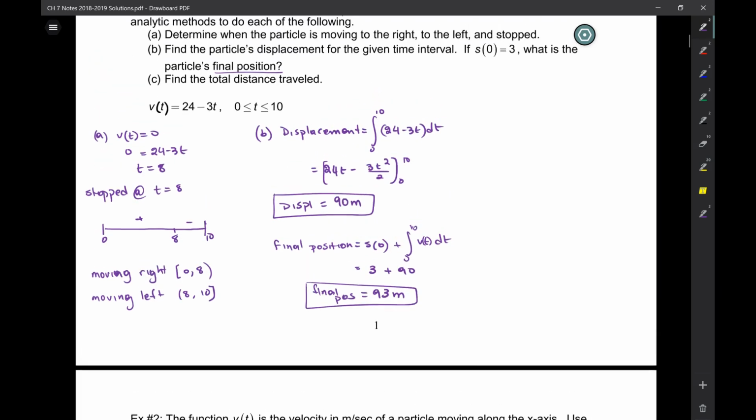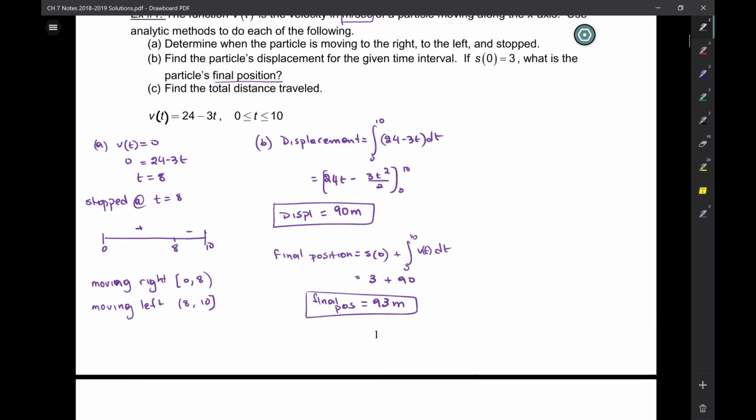Yeah. So you want us to write that final position s of 0? Uh-huh. Because that's what we are given here, the initial position at t equals 0. Well, in order to find final position, you should know initial position. It was given to me. S of 0. Okay, so now part C asks the total distance traveled.